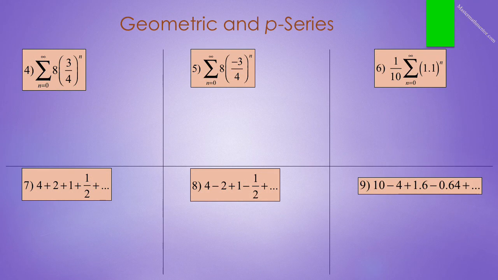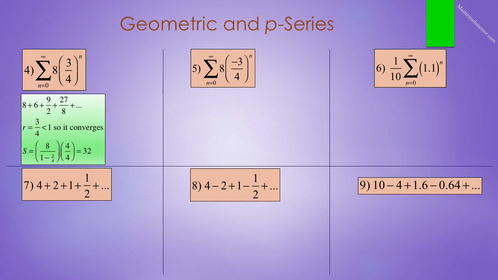Here are 6 more series, and you are to determine whether they are convergent or divergent, and if convergent, find their sum. In number 4, we have summation n equals 0 to infinity of 8 times (3/4) to the n. This is 8 plus 6 plus 9/2 plus 27/8. And this is a geometric series with r being 3/4, which is less than 1, so it does converge.